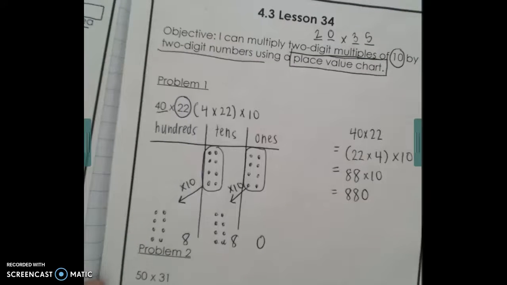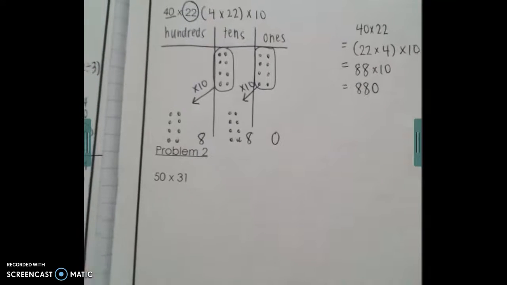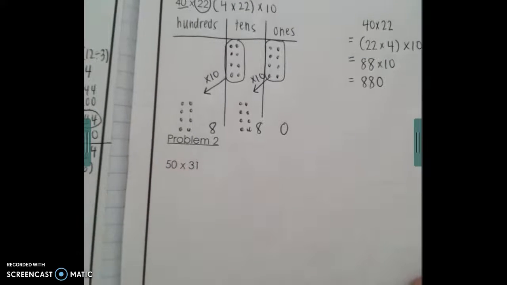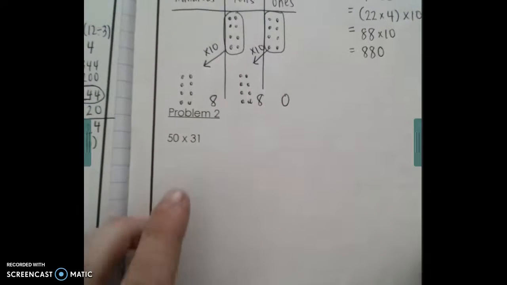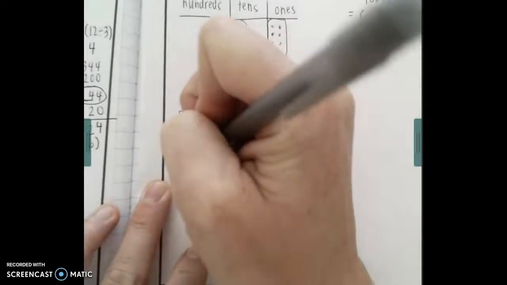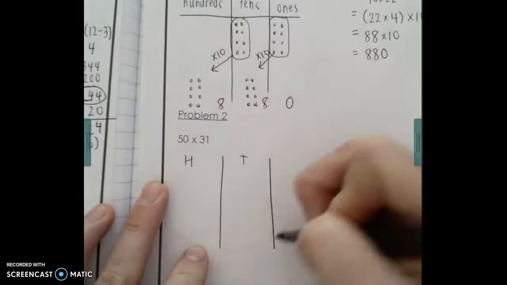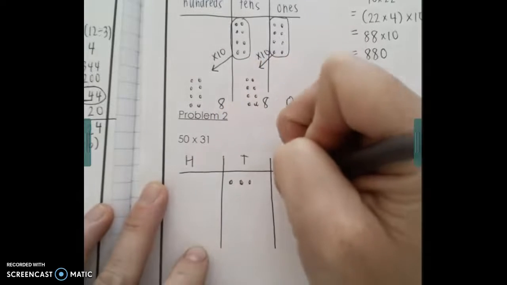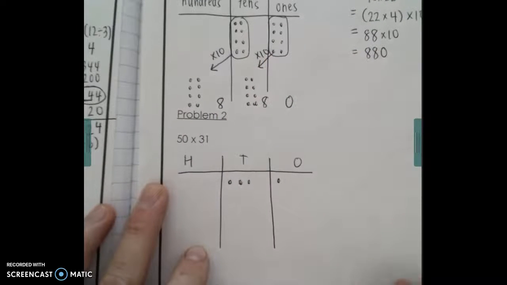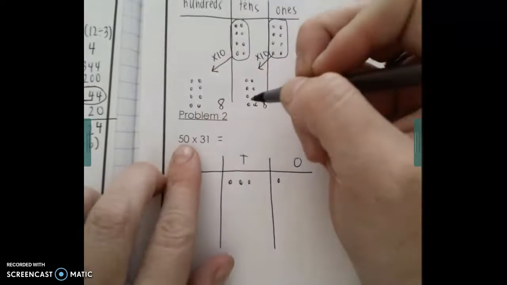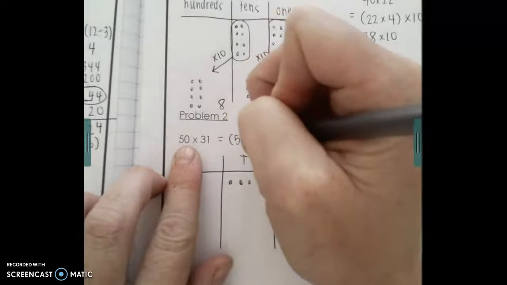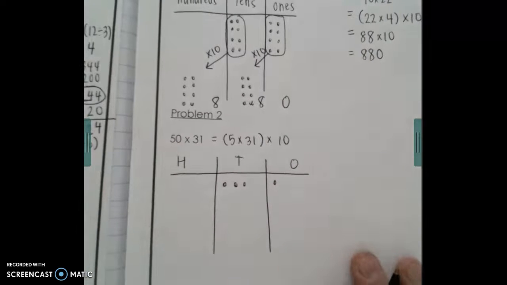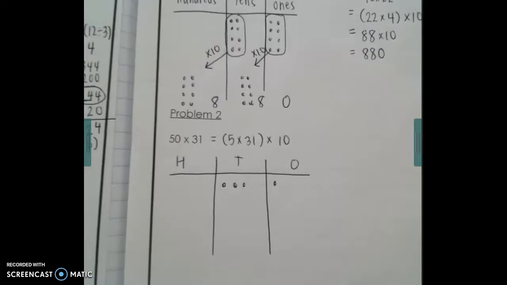So let's try with our problem 2. I have 50, that's a base 10 number, times 31. The first thing I'm going to do is show my 31 in here. So I'm going to do hundreds, tens, and ones. I'm going to show my 31, 1, 2, 3, and a 1. Looking at this, I'm going to take my 50 and separate it. I'm going to make it into 5 times 31, and then times my 10 at the end. I'm going to save it and just move place values.